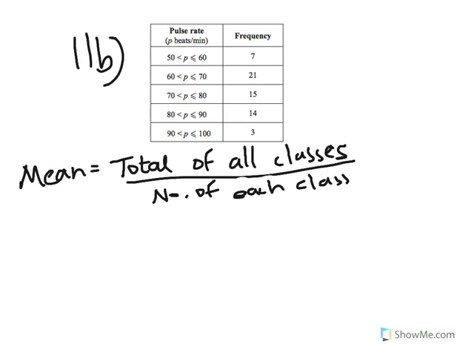Okay, well question 11b is asking you to find the mean pulse rate of the 60 people. I think I've done a question like this before. I didn't do too well, I think, but today I'll try to do it better in this video.